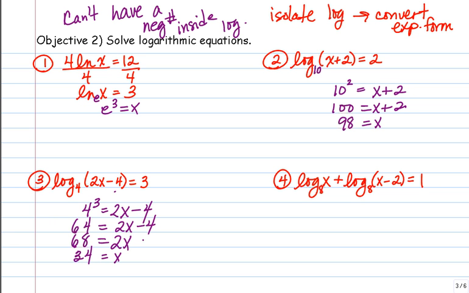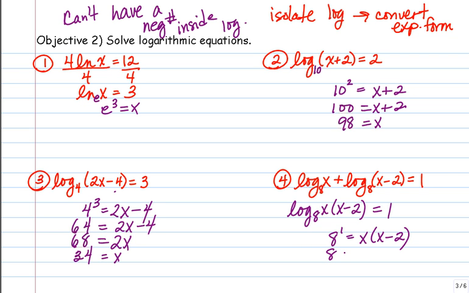Now, number 4 involves more than one log. So when you have logs in combination, what you would need to do is use those properties that we talked about earlier that will allow you to rewrite it in terms of a single log. So if you have log base 8 of x plus log base 8 of x minus 2 equals 1, understand that we can rewrite that to be log base 8 of x times x minus 2 equal to 1. Right, the sum of logs is equivalent to log of the product. And now we can convert this to the exponential form. So this would mean 8 to the first power is x times x minus 2.